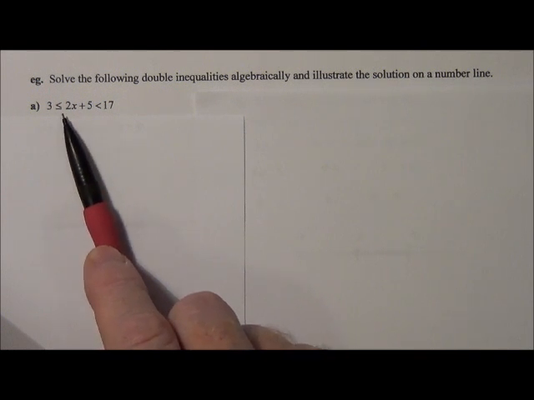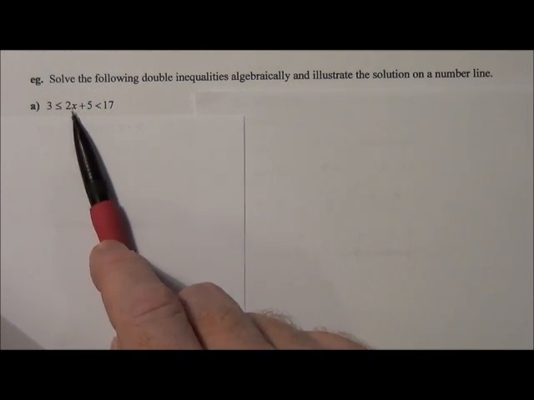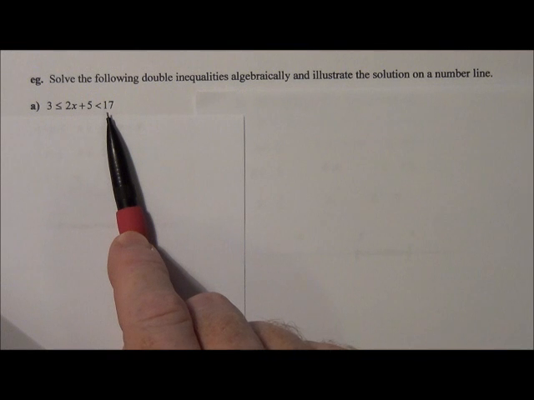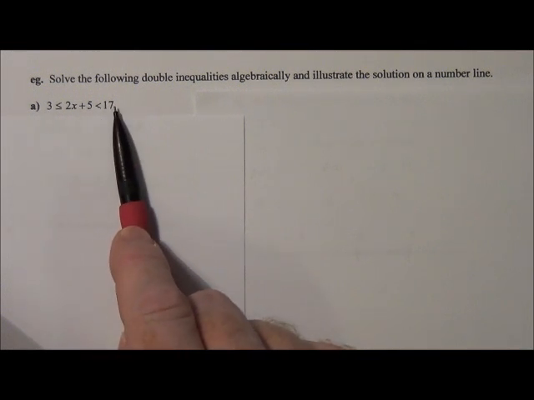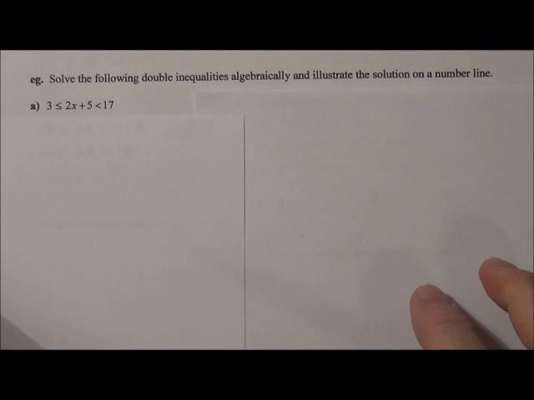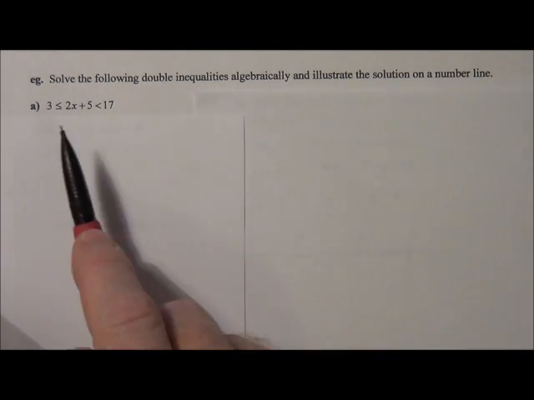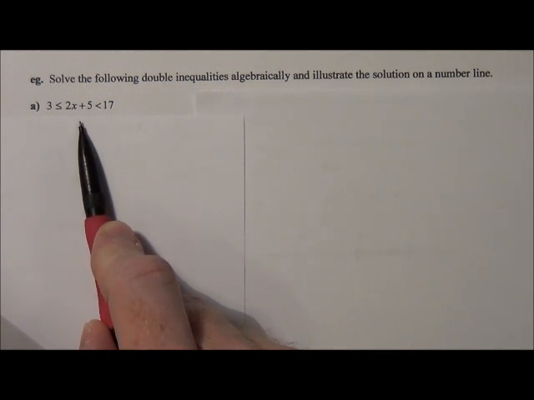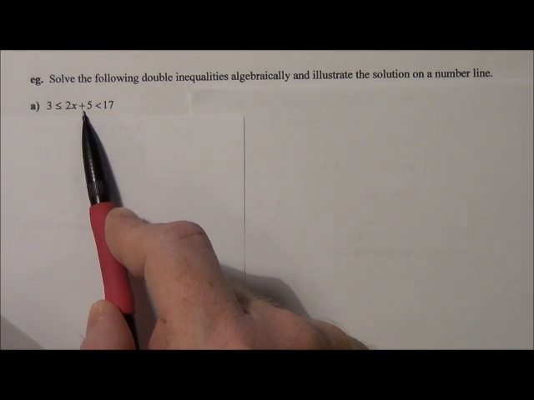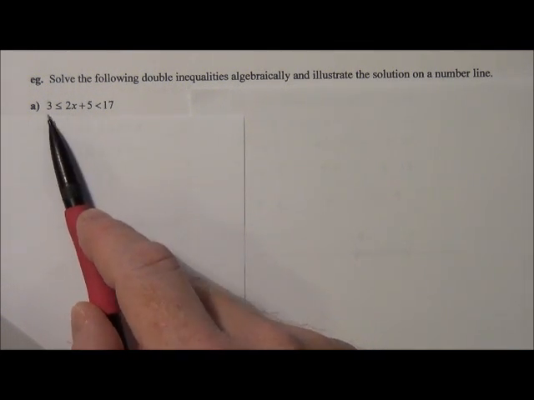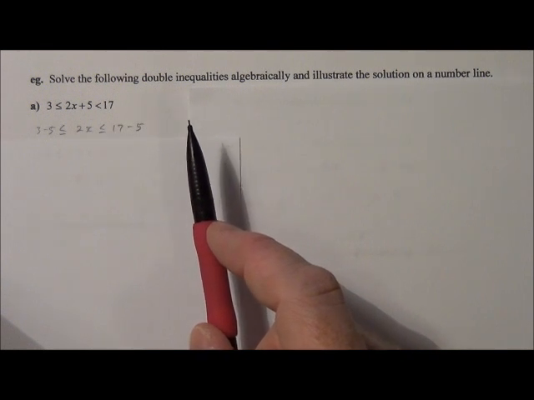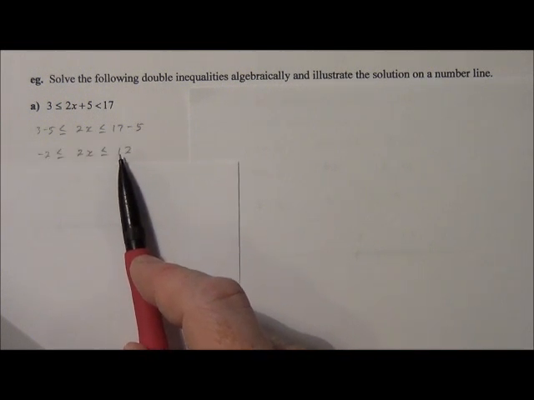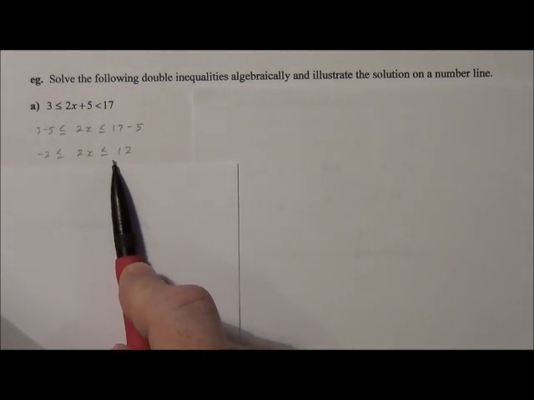When you do any sort of rearranging of formulas when it's an inequality, a double inequality like this, it's just the same thing. You just do the same thing to all three parts. There's nothing really magical about that at all. So I've got 2x plus 5. I want just x remaining in the middle term. So I'm first going to identify the positive 5 here, and I'm going to subtract 5 from all three parts to leave me with 3 minus 5 less than or equal to 2x less than or equal to 17 minus 5, which gives me negative 2 less than or equal to 2x less than or equal to 12.